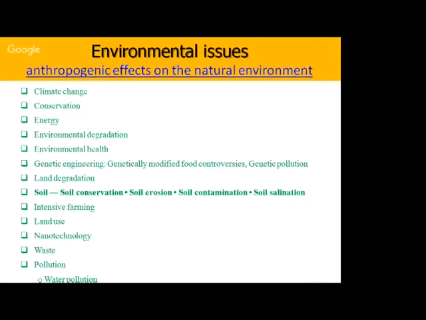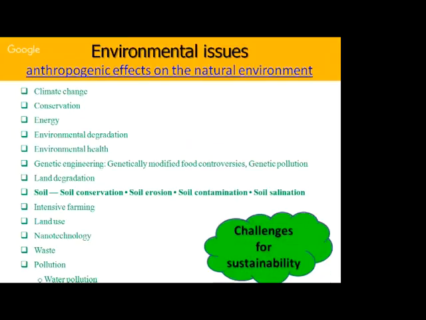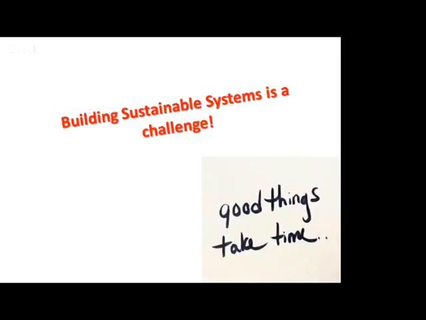Friends, we have been talking about food sustainability, but while we are talking about this, there are so many challenges: environmental issues like climate change, conservation, energy, environmental degradation, soil degradation. A lot of things are happening. Water is degrading and contaminated. These are the challenges for our sustainability. But we have to produce, and building a sustainable system is a challenge, because good things take time. So how do we do that?